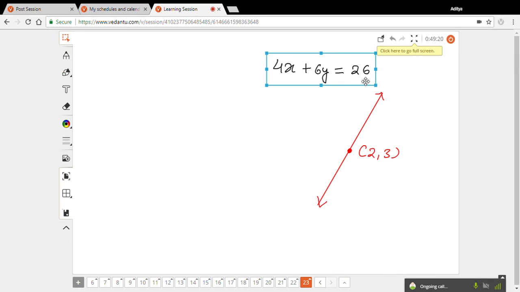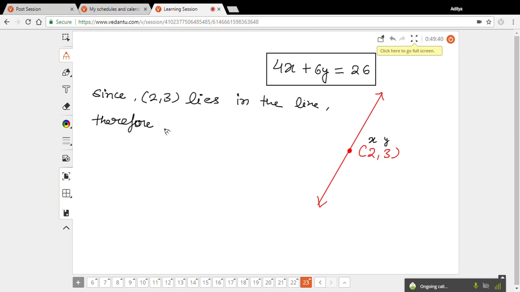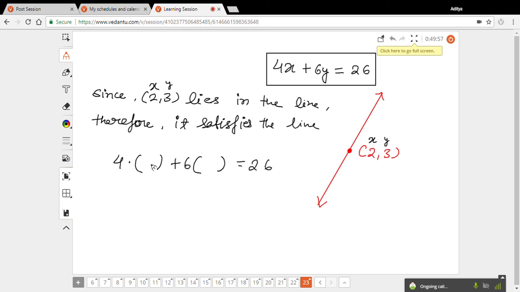That's the equation. So now we can put this point at the place of x and y. It will satisfy. We write: since 2, 3 lies on the line, therefore it satisfies the line. Satisfying means at the place of x, we can substitute this value, and at the place of y, I can substitute this value, is equal to 26. So it's 4 times 2 plus 6 times 3, so 8 plus 18, and it will be equivalent to the right hand side. That's true for all the lines.